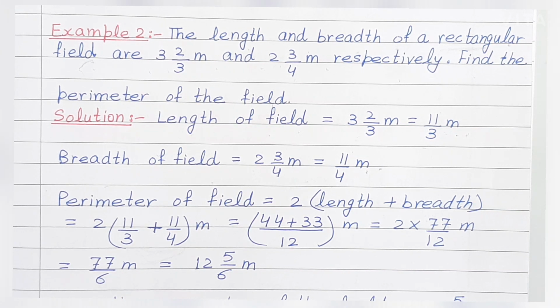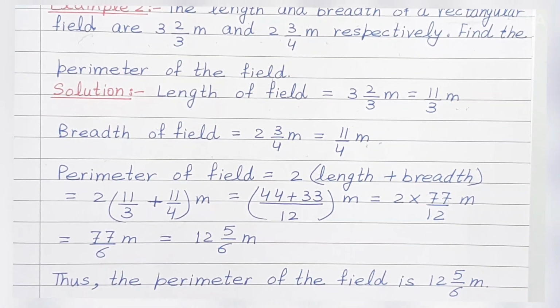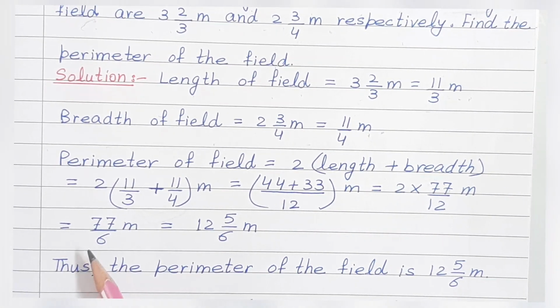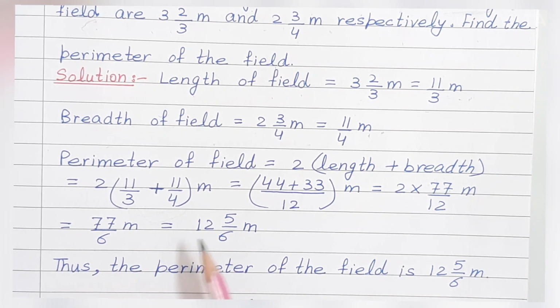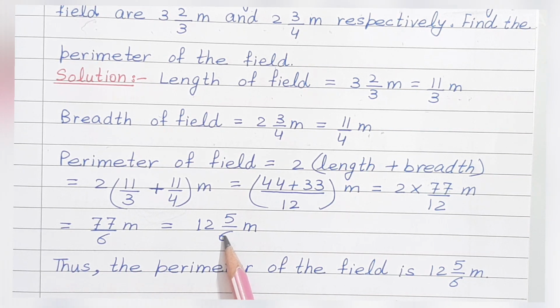Now students, remember one very important point. Never ever keep your answer in improper fraction. Always convert into mixed fraction. That is very important. So it is 12 5/6 meter. Therefore the perimeter of the field is 12 5/6 meter. I hope it is clear to everyone now.